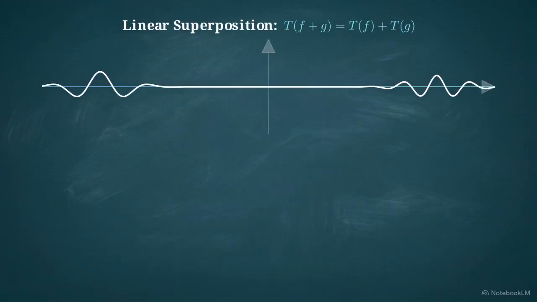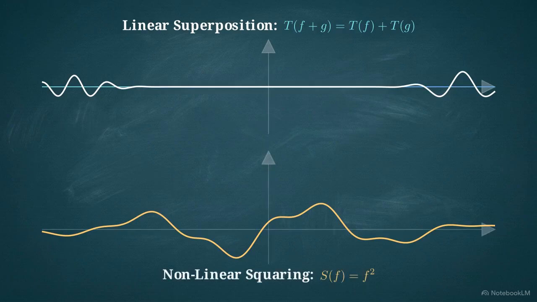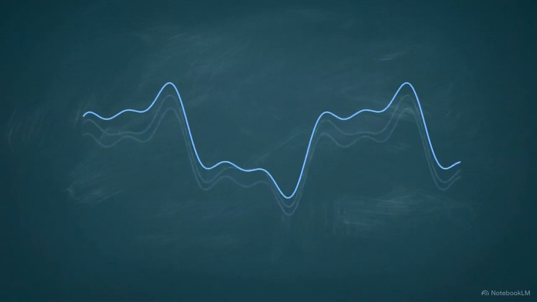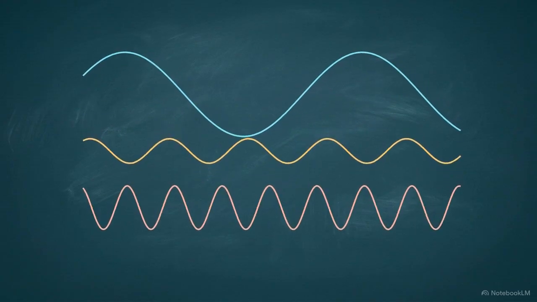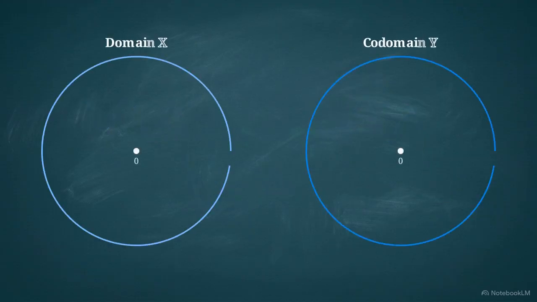On top, two wave functions add together cleanly, preserving their shapes through superposition. Below, the function is squared. Squaring distorts the wave geometry. We rely on linearity so we can break down complex waves, process them individually, and perfectly recombine them. These rules prove that the kernel is a closed vector subspace.